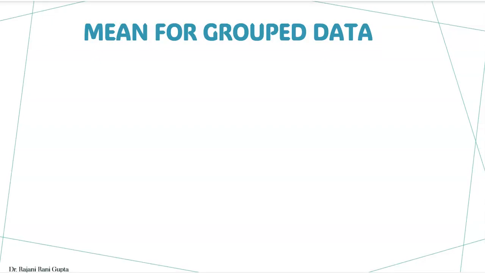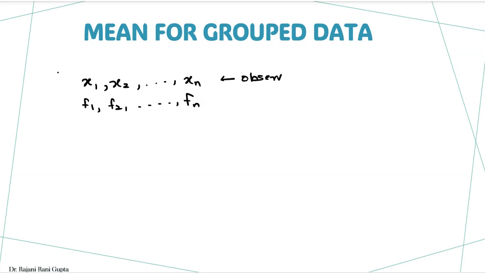In this video, we will see how we find the mean for grouped data. In grouped data, let's assume that the observations x1, x2, ..., xn are appearing with the frequencies f1, f2, ..., fn. These are the observations and these are the frequencies. Frequency means how many times the data is appearing.